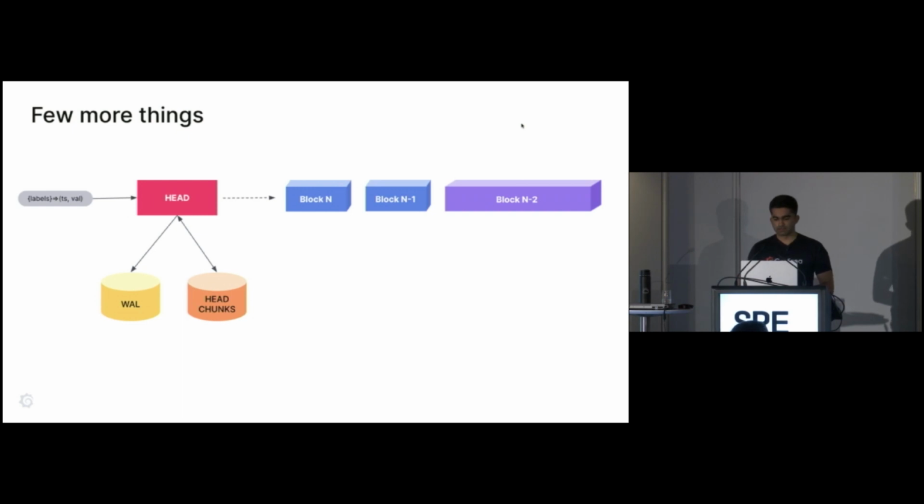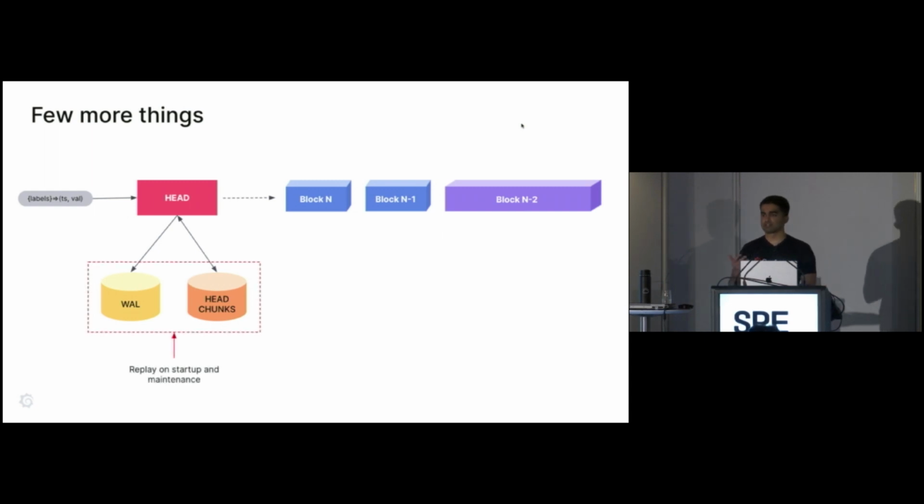Yeah, there are a few more things. Like we saw how to add the data, how to get rid of the data from the block, but what we haven't seen is how to get rid of data from the WriteHeadLog and the head chunks. And how to replay the data to restore the in-memory structure. So we are going to see how to replay the data from these two things and how to do maintenance on them, which is basically just removing the old data.